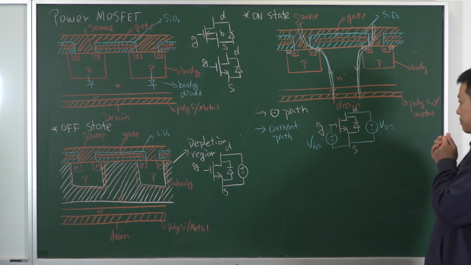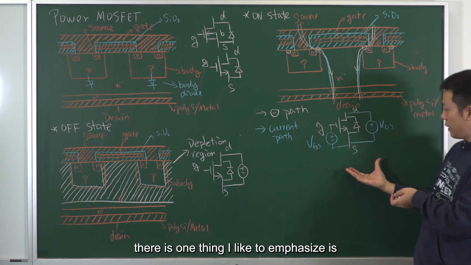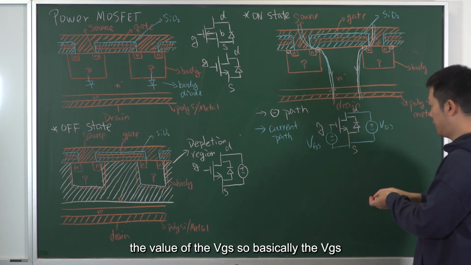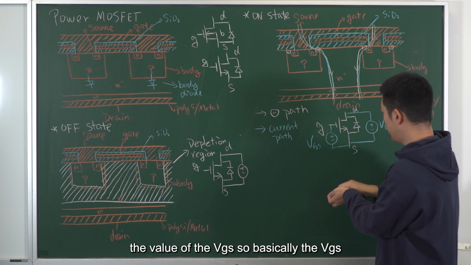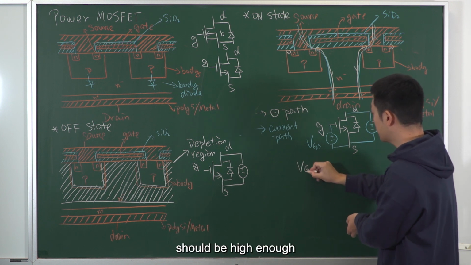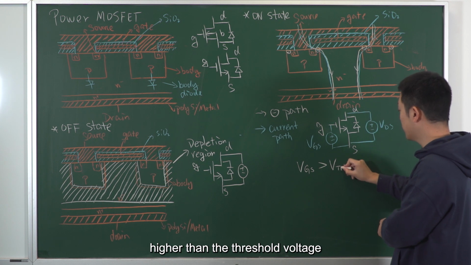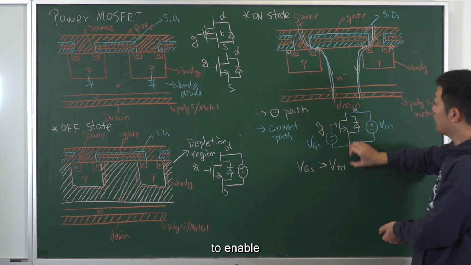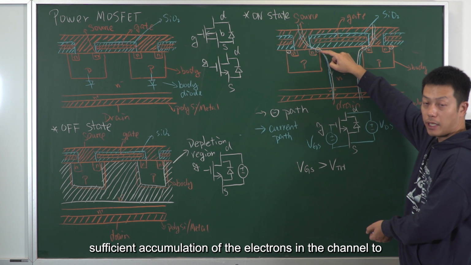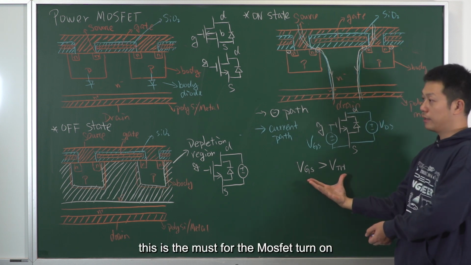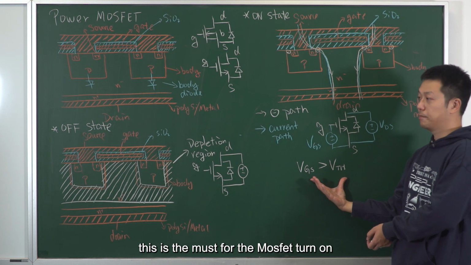And also, there is one thing I would like to emphasize, which is the value of the VGS. Basically, the VGS should be high enough, higher than the threshold voltage, to enable sufficient accumulation of the electrons in the channel to turn on the channel. Okay, this is a must for the MOSFET turn on.